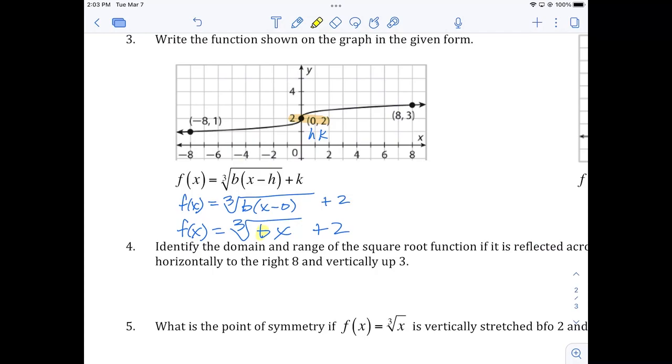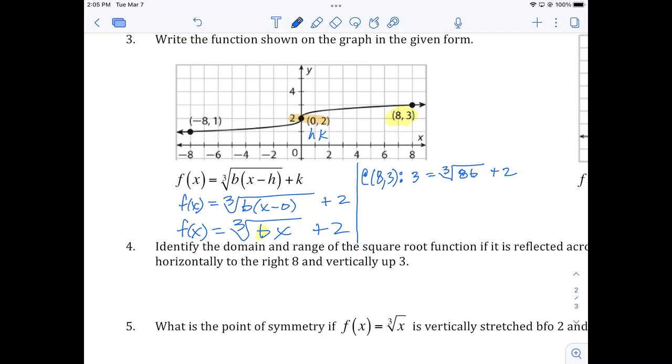Well, that's where I'm going to use one of the remaining ordered pairs, which I like (8, 3) because it doesn't have a negative. Is that okay with y'all? Yeah. Okay, so here we go. New column. At (8, 3): that means I'm plugging in an 8 for x and a 3 for y, 3 for f of x. What do we get? We get 3 equals the cube root of b times 8, which is 8b, and then plus 2. That's the step that a lot of people don't do.